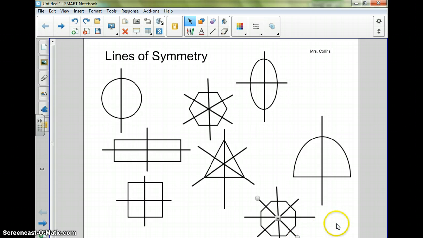When you are finished today, you are going to print this to hand in so I know that you understand what a line of symmetry is. And then I have some symmetry websites on eChalk for you to go to practice these skills.